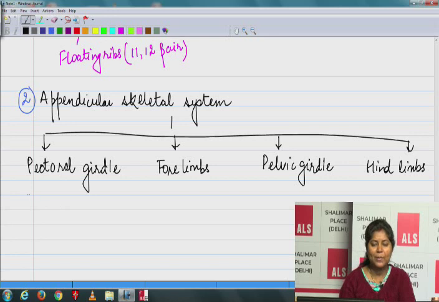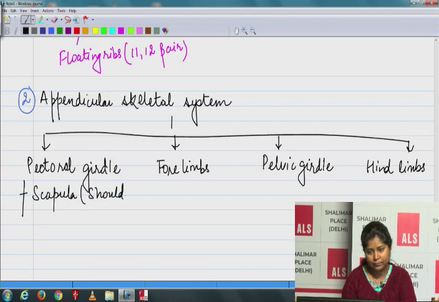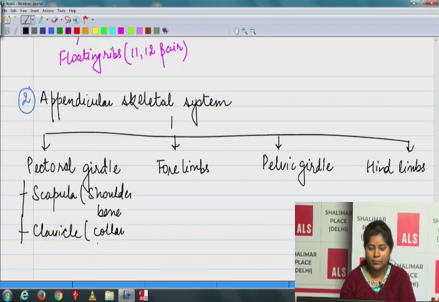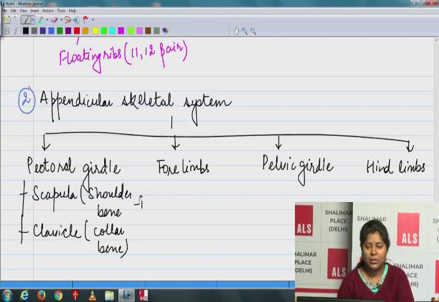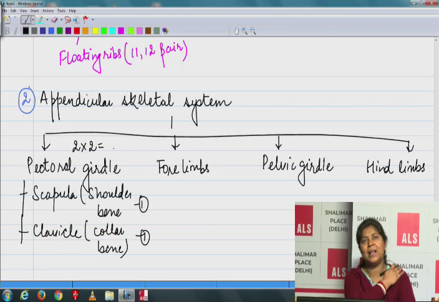Let's start with the pectoral girdle. The pectoral girdle is this part. It has only 2 bones: the shoulder bone or the scapula, and the collarbone or the clavicle. So you have one scapula over here, another scapula over here, the shoulder bones. One clavicle, this particular thing is the clavicle, this collarbone, 2 clavicles over here. So just write 1, 1, and we'll multiply 2 into 2. Each pectoral girdle has 2 bones. You have 2 pectoral girdles, which means you have 4 bones in total in this part.